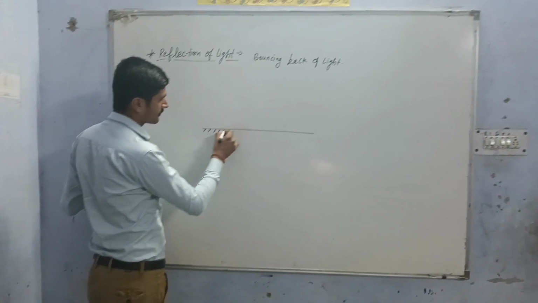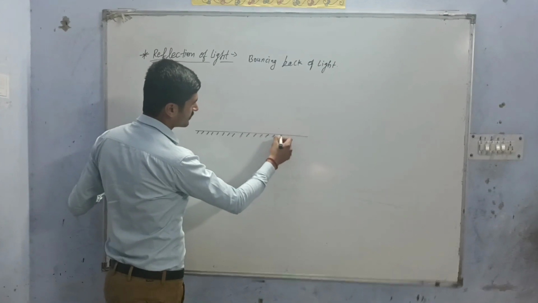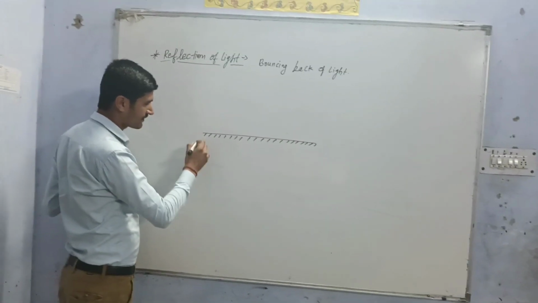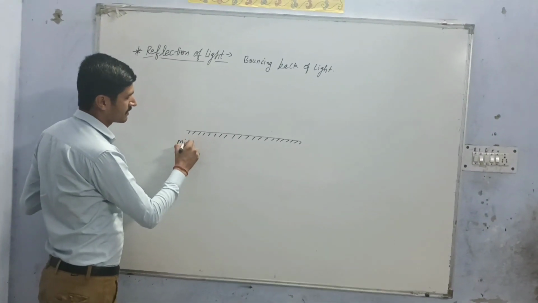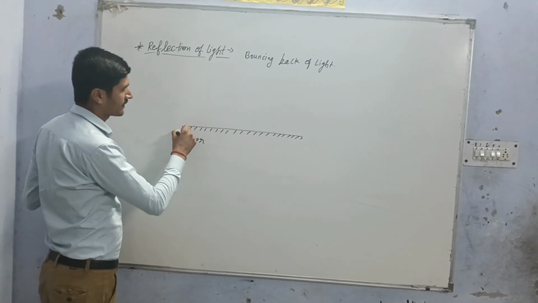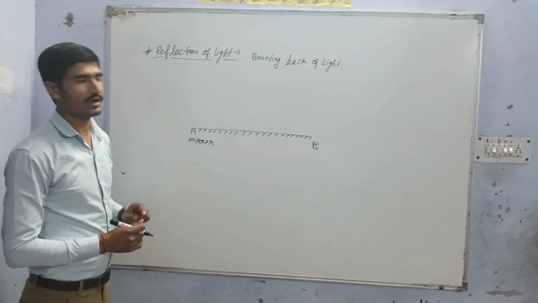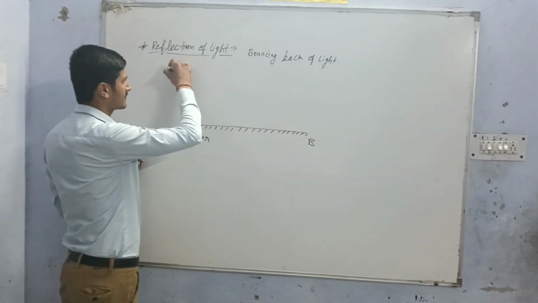Let this one be a shiny surface or reflecting surface. This is a mirror. इस mirror को मैंने name दिया A B. Now a ray of light is coming like this.